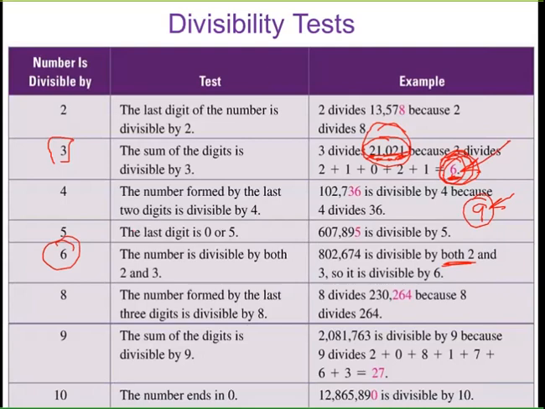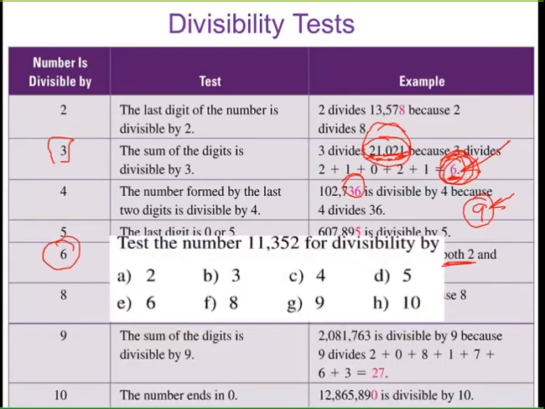All right, and then 4 has a nice little trick as well. The number formed by the last 2 digits is divisible by 4. So if you just look at the last 2 digits, and if that's divisible by 4, then 4 is going to go into whatever your number is. And of course, you can keep reading through those. It's a great little check to see if a number is divisible.